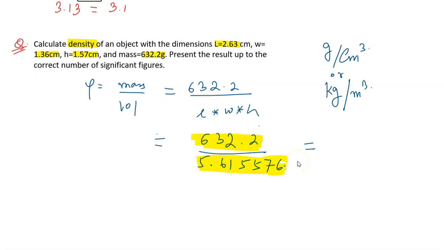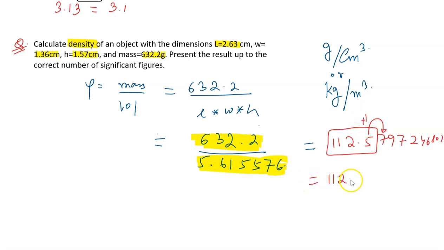So if you divide now 632.2 divided by 5.615576, we will get 112.579724680. But finally it should contain only 4 significant figures. That means here the number is greater than 5. So I will increase this by 1, and yes, the answer comes out to be 112.6 grams per cubic centimeter.